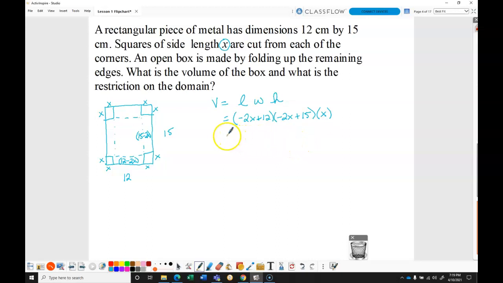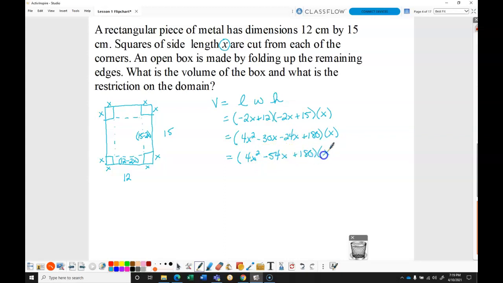So I'm going to go ahead and do my multiplication. Again, I have 3 things that I'm multiplying together, but I can only do 2 at once. So I'm going to do these 2 binomials together first. So I've got negative 2x times negative 2x, or 4x squared. Negative 2x times 15 gets me negative 30x. 12 times negative 2x is negative 24x. And 12 times 15 is 180. Okay, and then I'll combine like terms here. So I have 2 linear terms in this thing that I can add together, these 2 negative numbers here. So that gets me negative 54x.